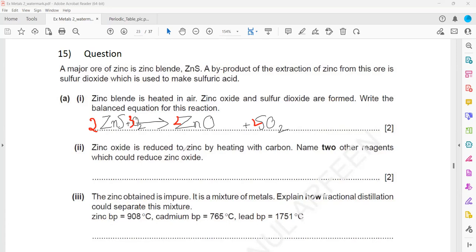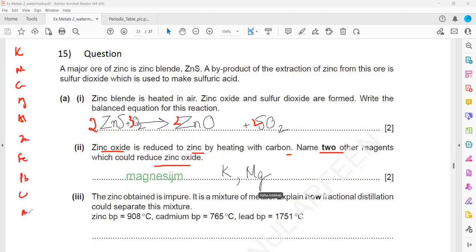Zinc oxide is reduced to zinc by heating with carbon. Name two other reagents which could be used to reduce zinc oxide. We can name any metal or any other substance. So we have the reactivity series: potassium, sodium, calcium, magnesium, aluminum, zinc, iron, lead, copper, mercury, silver, gold, platinum. Carbon is between aluminum and zinc.